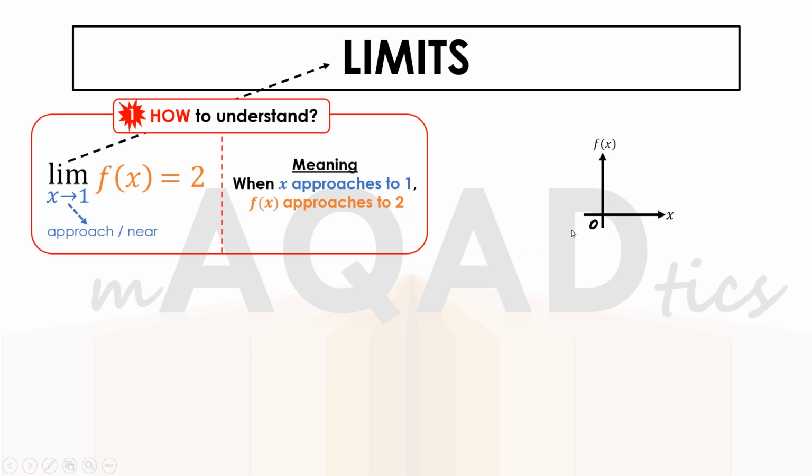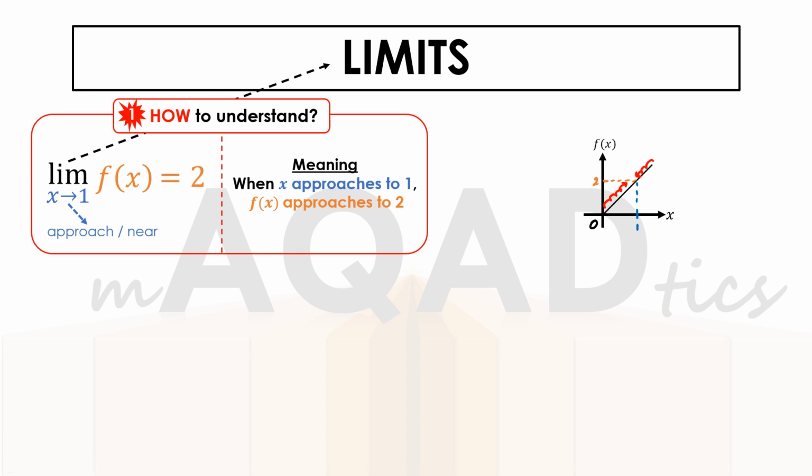Right, so if we use a graph as an example, let's say we have a straight line here and x equals 1 is here. So when x approaches 1 here means if I slowly approach 1 from the left and from the right, so both ways, I will approach an f of x value which is 2, according to this example. Okay, so if I slowly approach where x equals 1, I will eventually find that my f of x is 2. That's the meaning behind it.